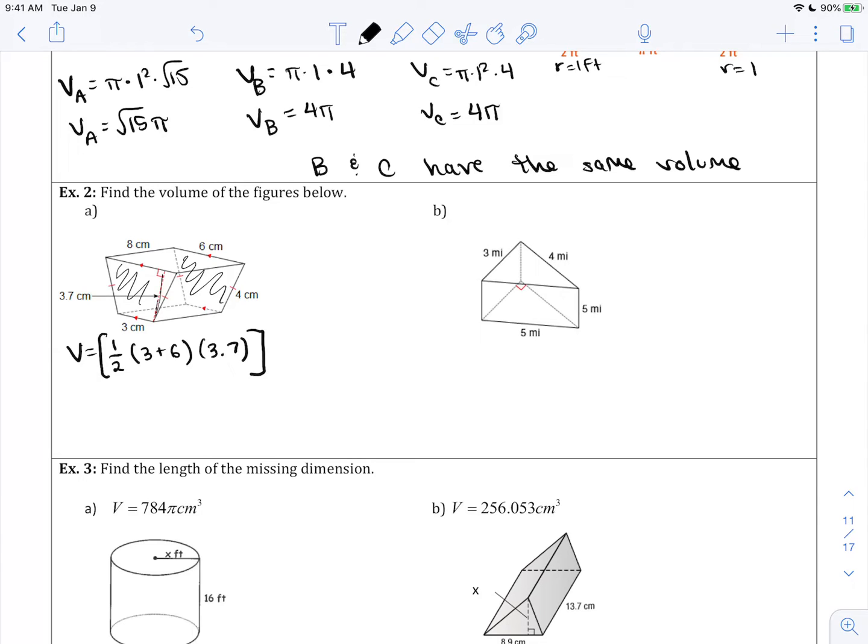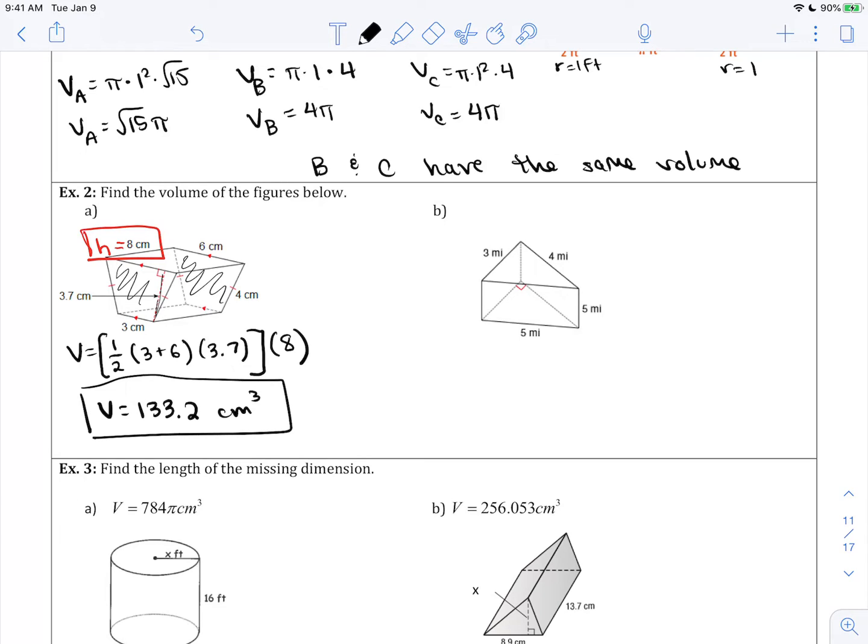Then we need to multiply this by the height of the trapezoid, or the height of the prism of the trapezoid, which is 8. So we're going to times that all by 8. Okay, so this first bit that's in the bracket is the area of the trapezoidal base times 8, the height of the prism, right? And we can just plug all of that in our calculator, and when we do, we get 133.2 centimeters cubed.